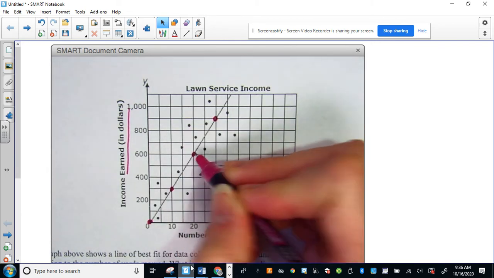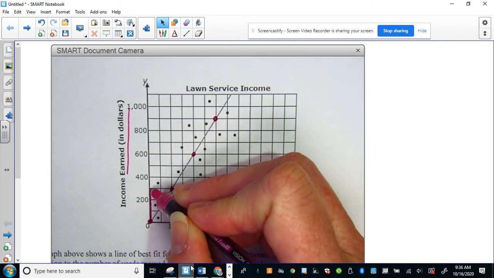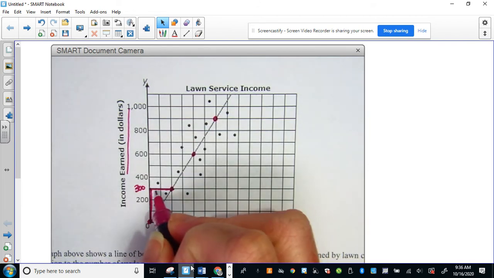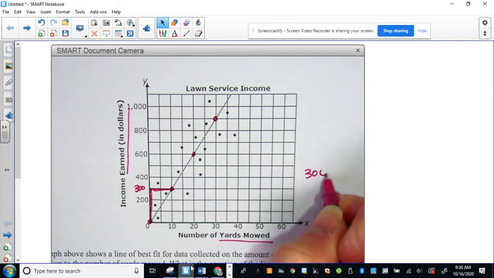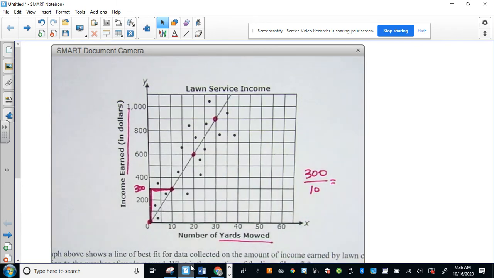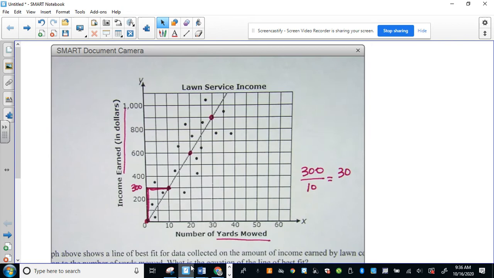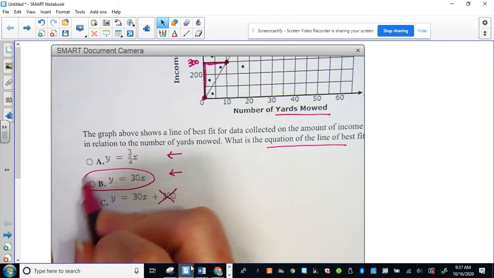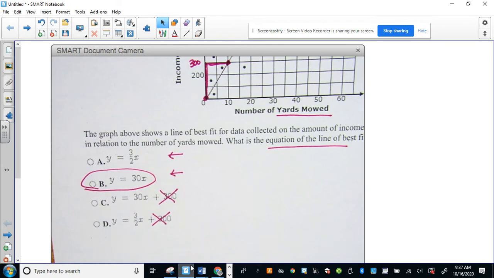So basically our slope is we're going rise over run. We rose to 300 and ran 10. Well, 300 over 10 equals 30. So that's your slope, 30x, choice B. Number 9 is B, rise over run.